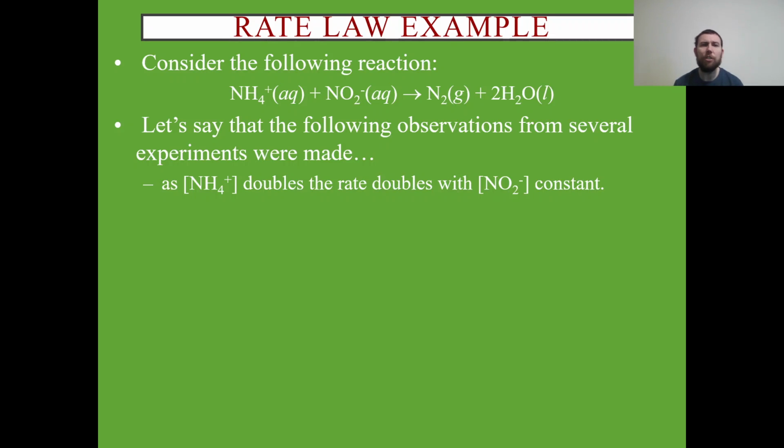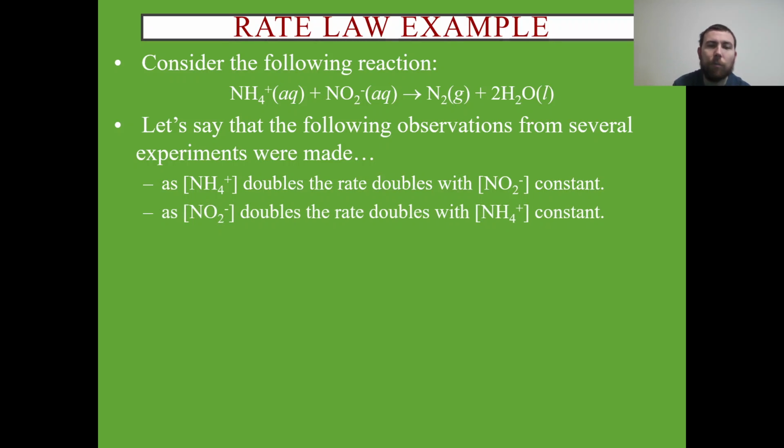You notice that when you double the concentration of ammonium ion, the rate will double as long as the concentration of NO2 minus is held constant. Now, the reason why we held NO2 minus constant is so that we could make the distinction that changing the concentration of NH4 plus is the reason for the rate doubling, right? This is that idea of isolating your variables so that you have your independent and dependent variables isolated so you can make conclusions, right?